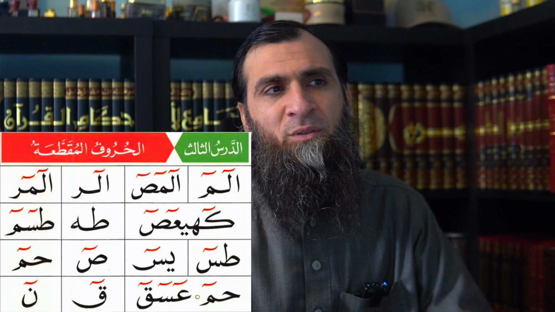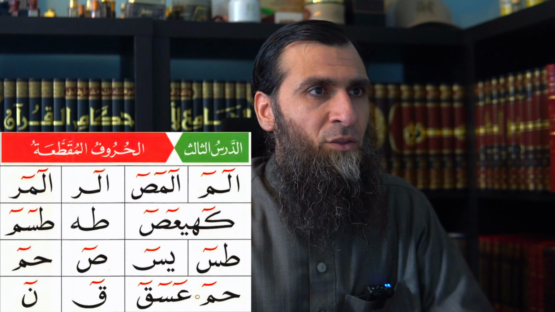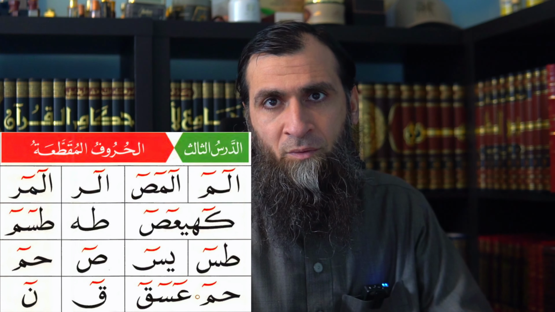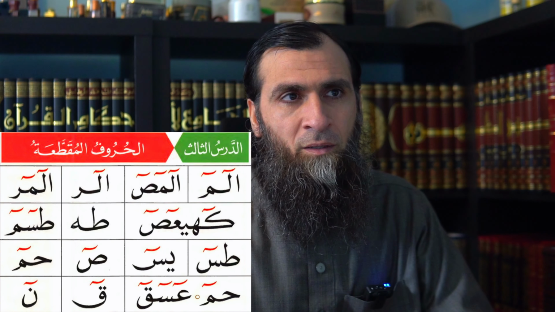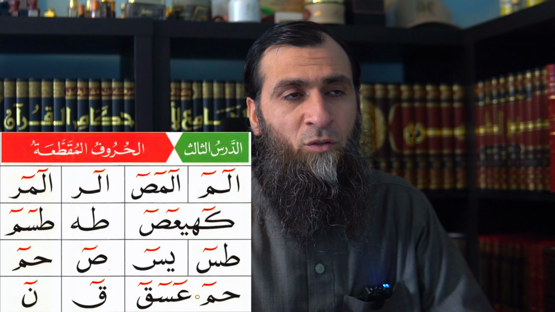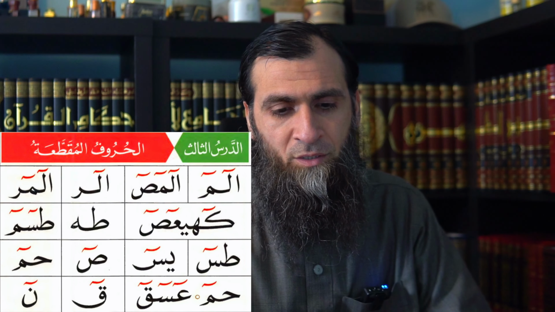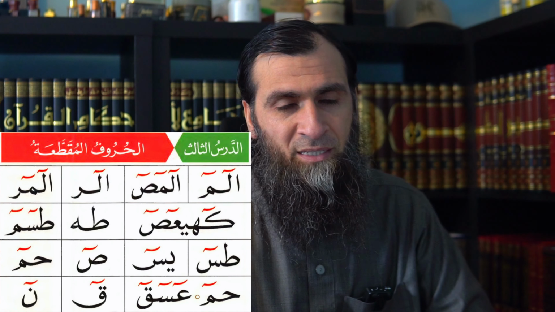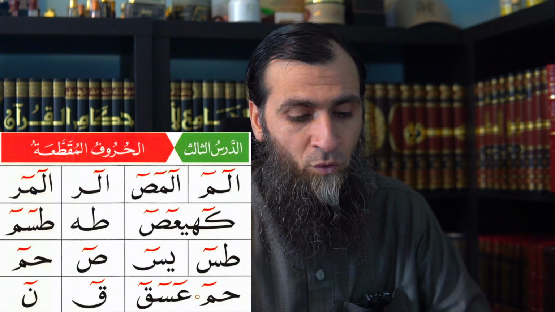We are moving on to lesson 3. By now, inshallah ta'ala, you should be able to recognize the alphabet, whether they're written by themselves individually or connected to other letters. And you should be able to open up a mushaf, a Quran, and recognize those letters.